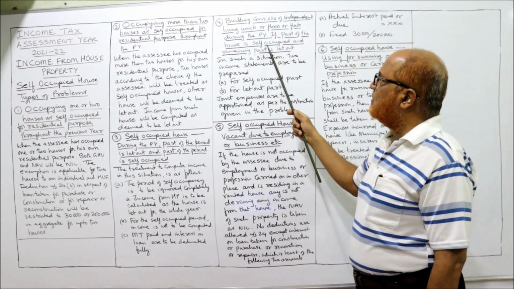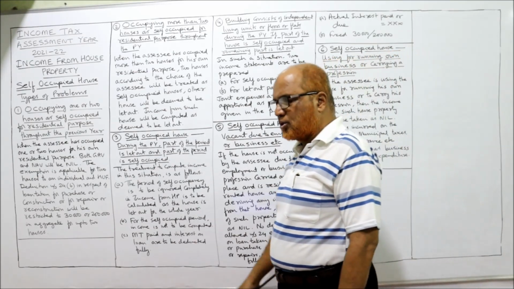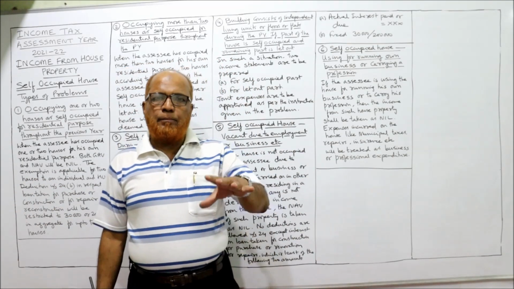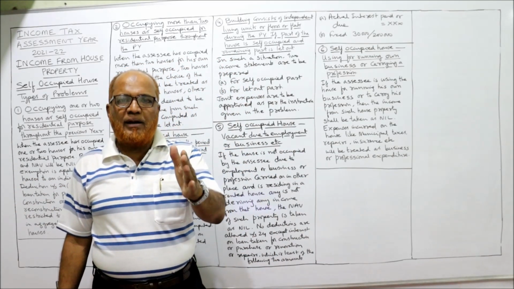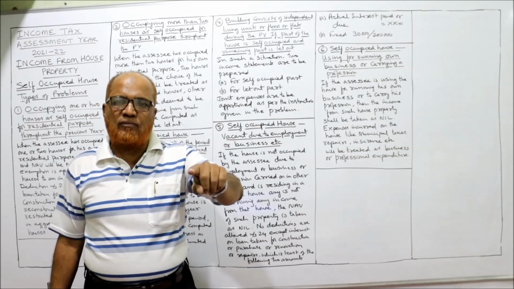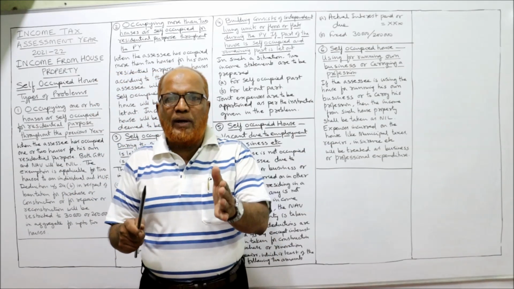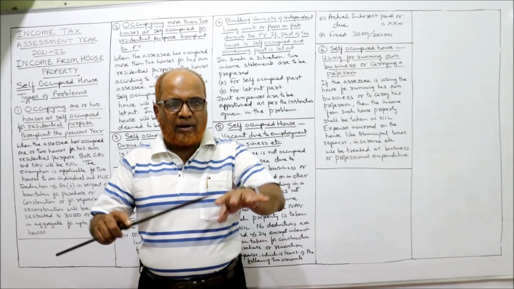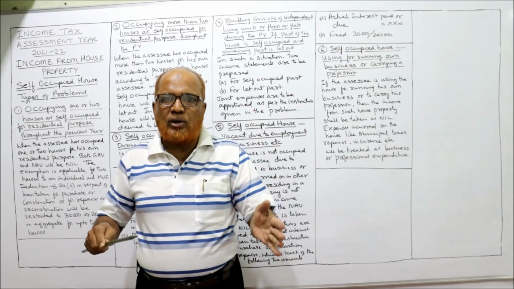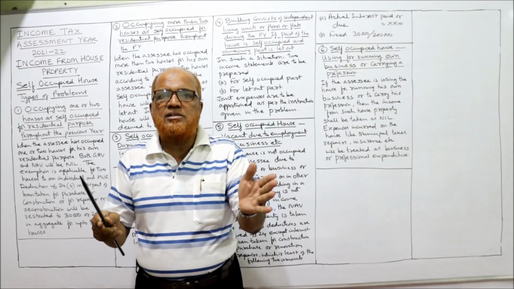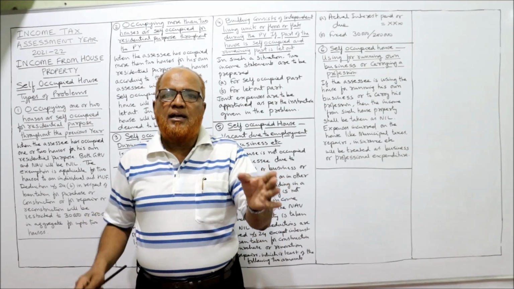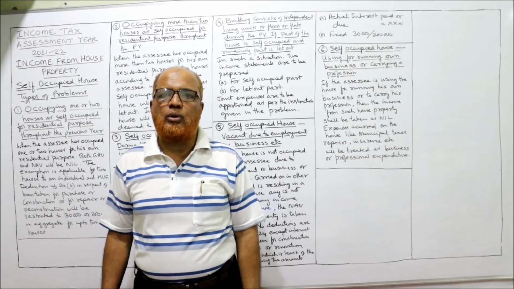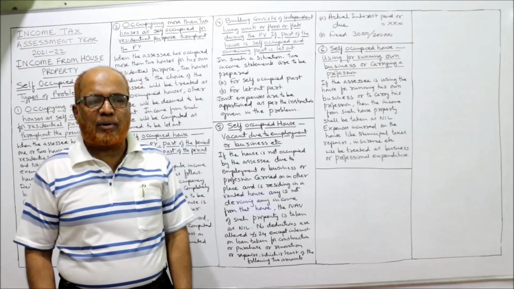If part of the house is self-occupied and the remaining part is let out. Suppose a big building is there. In that big building, part of the building is self-occupied and part of the building is let out. One unit is self-occupied, the other unit is let out. The building is only one, but there are partitions, parts. One part is self-occupied, the other unit is let out. In that case, how to compute the income from house property?